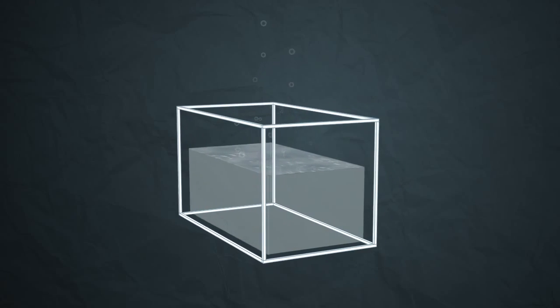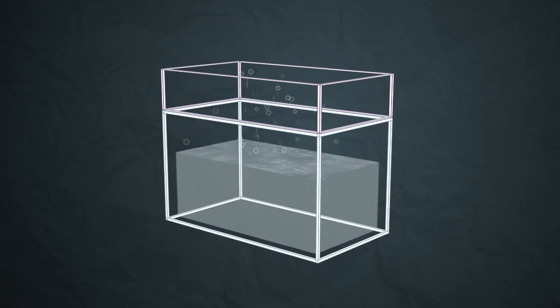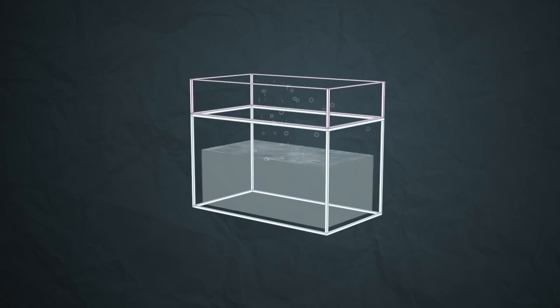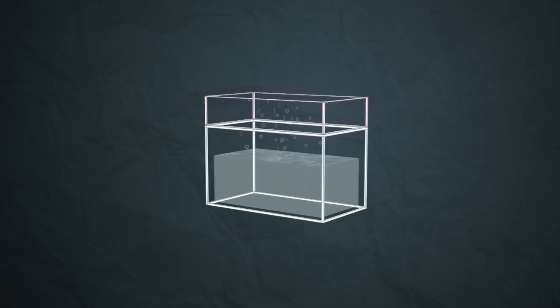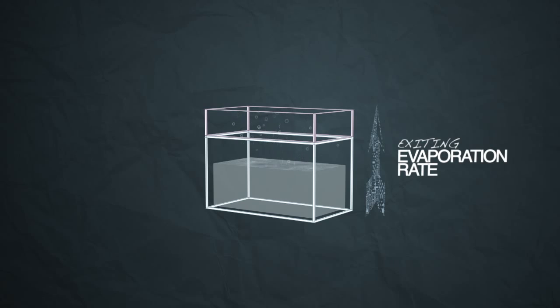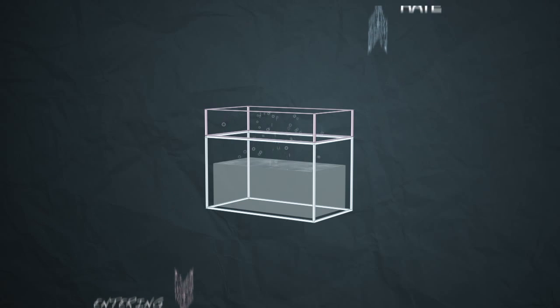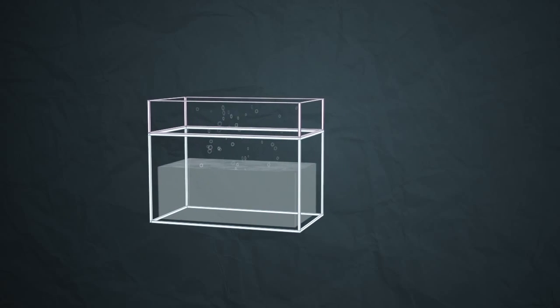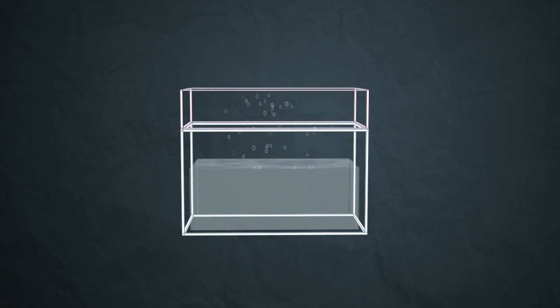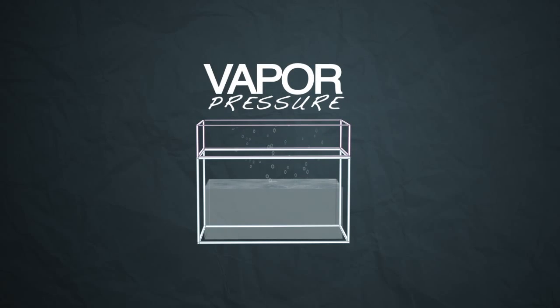If you put a lid on the container, all the particles are trapped, so the water vapor starts going back into the water phase. As this happens, you finally reach a state at which the exiting evaporation rate equals the entering condensation rate, and you reach what we call equilibrium. When those two rates are equal, you establish a constant pressure inside your container. That pressure is called the vapor pressure of that liquid. In the case of water, you would say it's the vapor pressure of water.